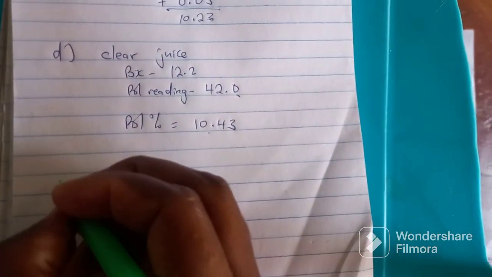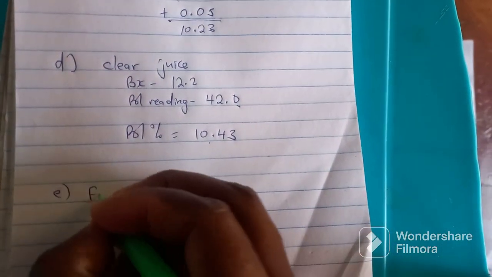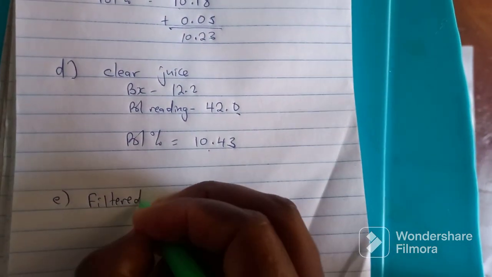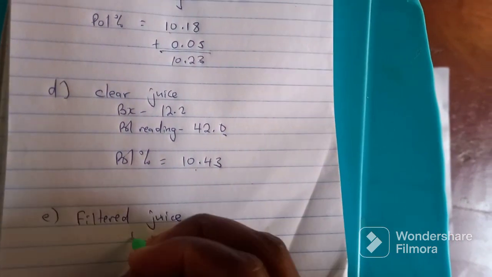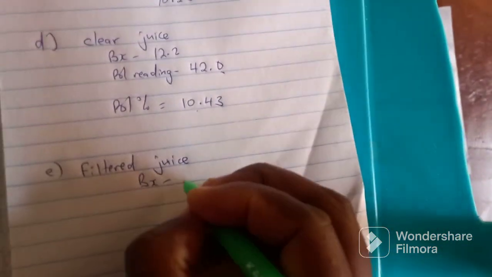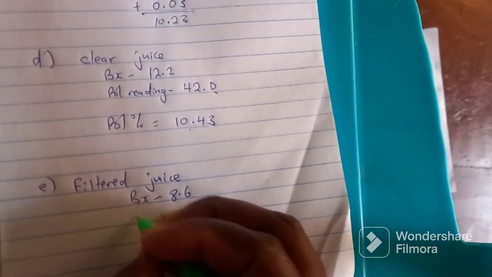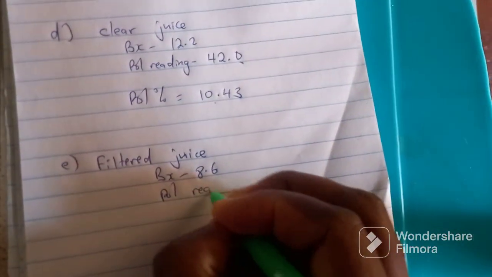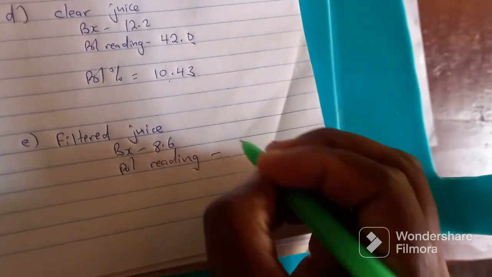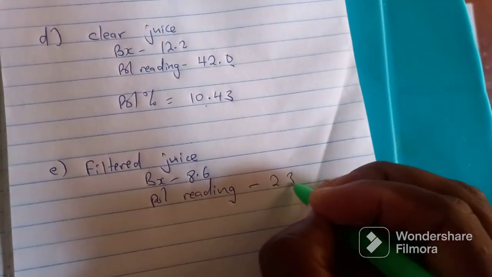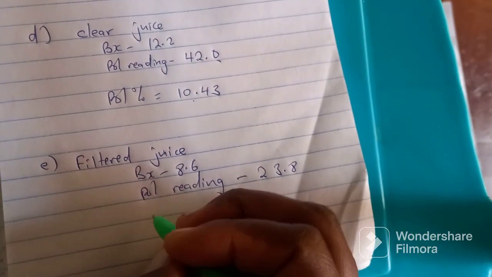So this is 0, it does not have a pol percent value. So our pol percent of clear juice will be 10.43. Finally, we have filtered juice. Brix of filtered juice was 8.6 and pol reading was 23.8. Let's see which table will help us to get pol.